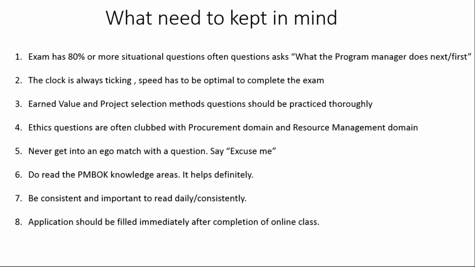6 or 7 questions, I think, roughly I got: 4 for earned value and roughly 2 for project selection methods, and those are very close to each other. So please don't ignore this. These are short questions which will definitely help you earn easier points, the low hanging fruits, I will say. There were 2 to 3 questions for ethics, and they were generally clubbed with the procurement domain and the resource management domain. So you need to be very thorough with ethics.